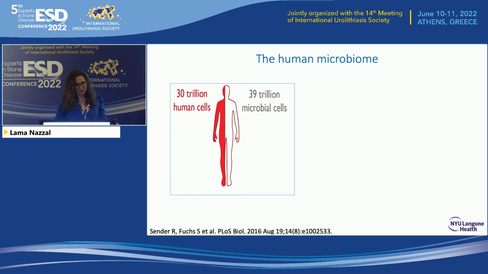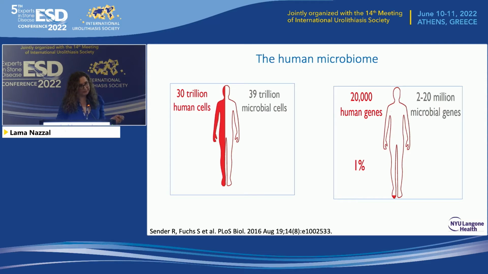So what is the human microbiome? The human body is composed of 30 trillion human cells. But we also have in and on us 39 trillion microbial cells. So in reality, we are more than half microbial. At the genetic level, this is even more pronounced, where we have 20,000 human genes, but we have up to 20 million microbial genes. So we are less than 1% human at the genome level.